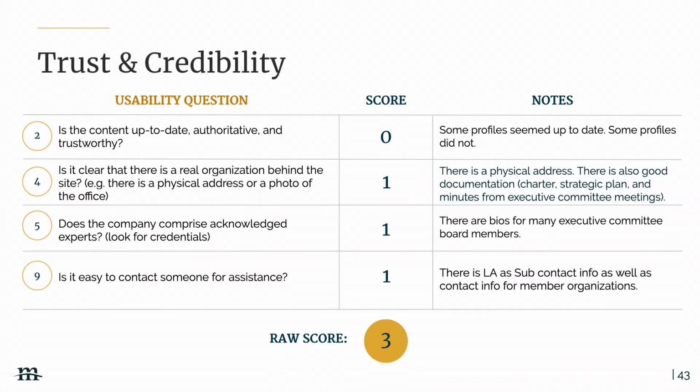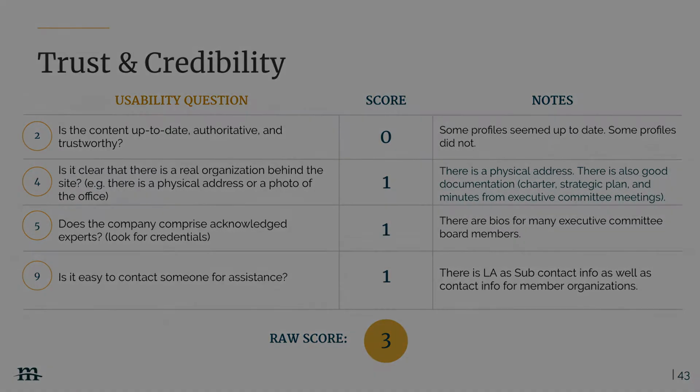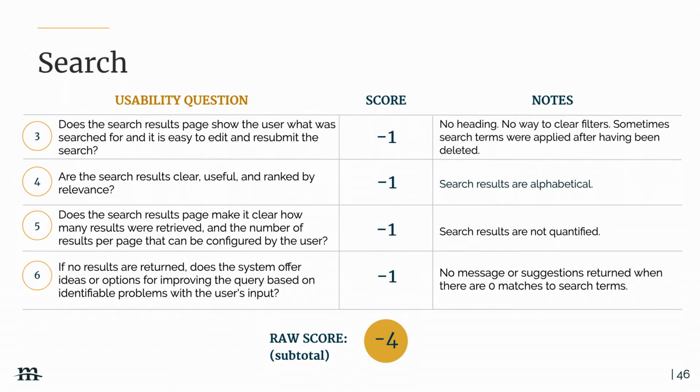Now for trust and credibility, we did find very many positives. There was a lot of background information about the company, like a physical address, documentation, their strategic plan, charter, meeting minutes, and bios for committee and board members. So there's a lot of trust and credibility built there. And for search, one of the questions we asked was question number 6. If no results are returned, does the system offer ideas or options for improving the query based on identifiable problems with the user's input? That was a negative score because there was nothing returned when the search results were null.